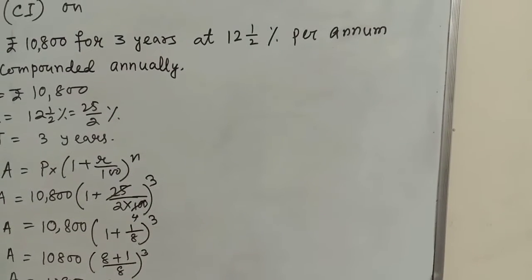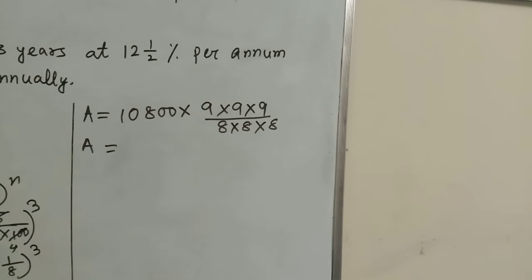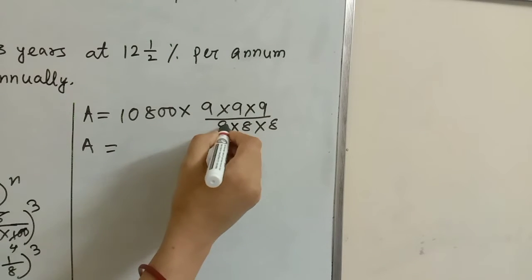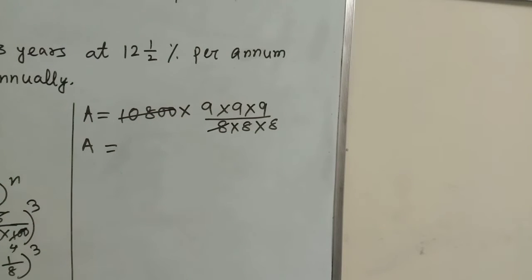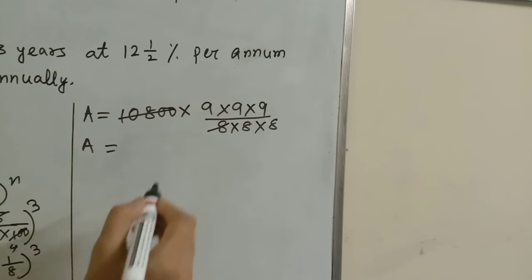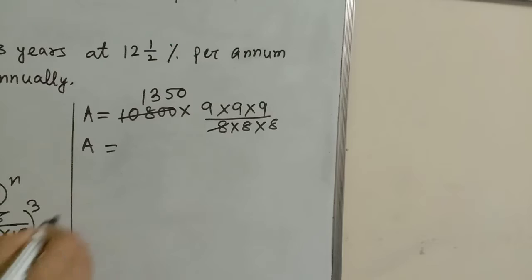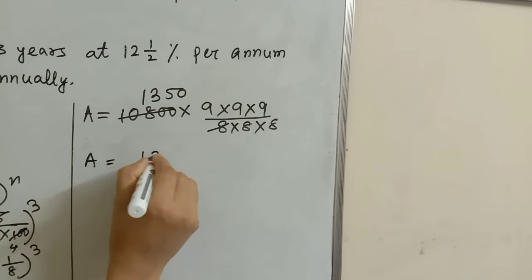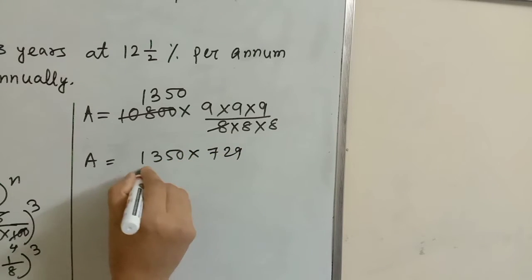Next, the sum is 9 by 8 whole to the power 3. You know that means 9 and 8 will come 3 times, both numerator and denominator. Now the sum looks like this. If it is possible to cancel, you cancel. When you cancel it, you will get 1350. Now you have to multiply this one. Amount is equal to 1350 into 729 by 64.